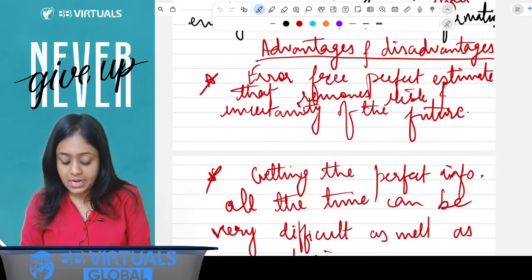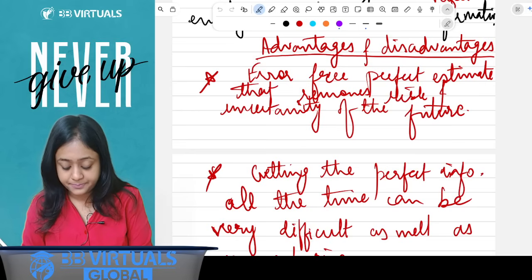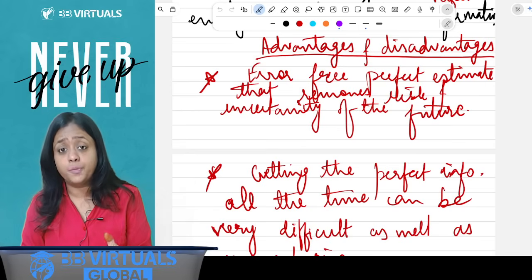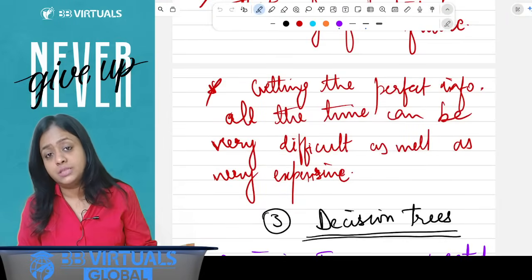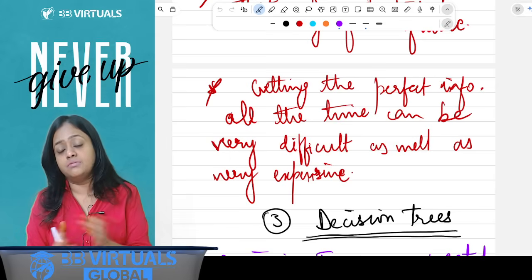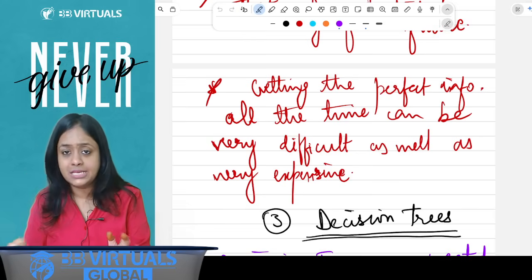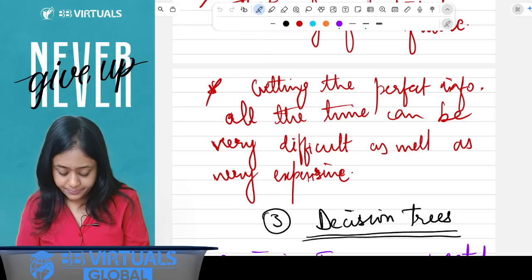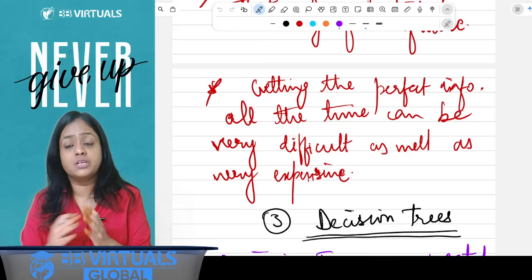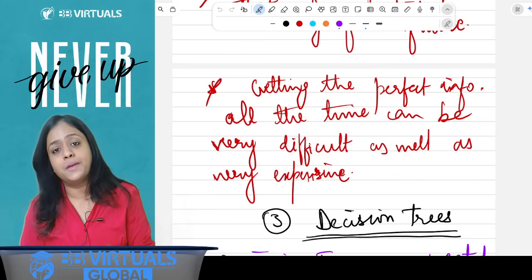Clear? Again, advantages and disadvantages. It gives error-free, perfect estimates that remove the risk of uncertainty in the future, but it is very difficult to obtain. And if the cost is more than the benefit, then there is no use trying to obtain that perfect information. Then everyone should work with the probabilities only and try to get an average estimate, reasonable enough to work with. It is also very difficult to calculate this perfect information because situations change a lot in the future. So it's very difficult to take care of all of them, and it's expensive also.